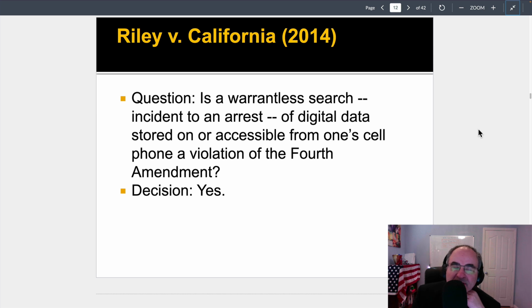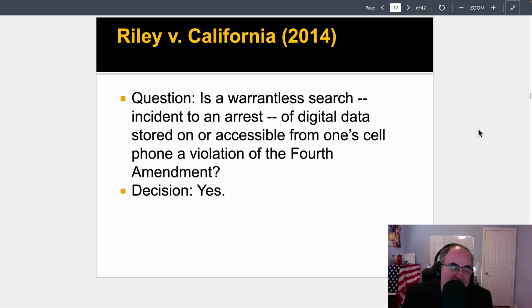Hi, this is Riley versus California, a very important Supreme Court case, Fourth Amendment case, decided in 2014. The question was as follows: is a warrantless search incident to an arrest of digital data stored on or accessible from one's cell phone a violation of the Fourth Amendment? The court answered the question in the affirmative. Yes, it is a violation of the Fourth Amendment.